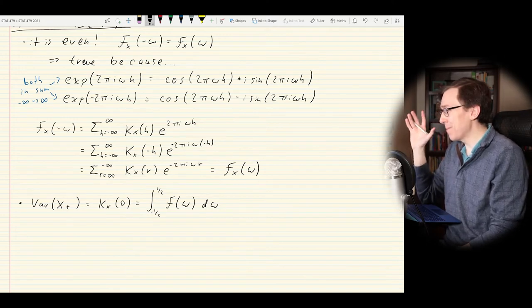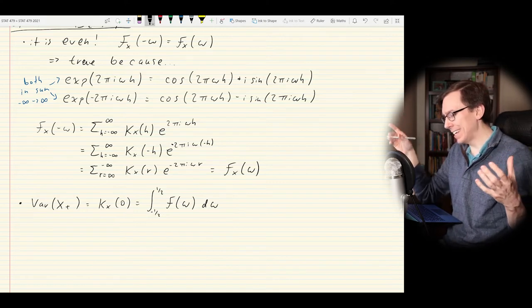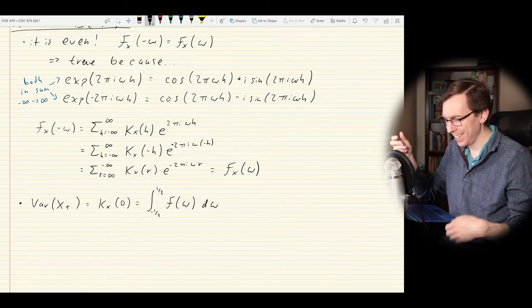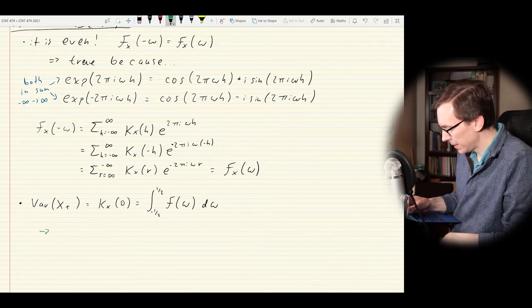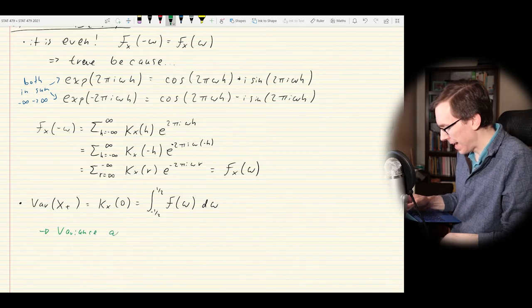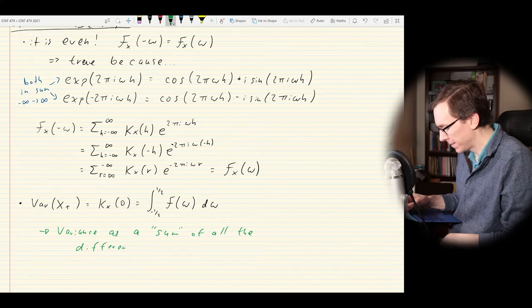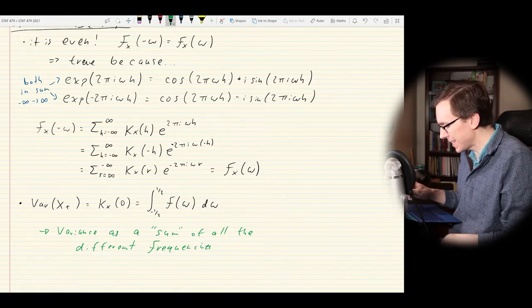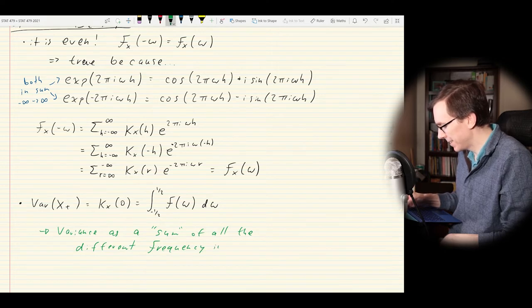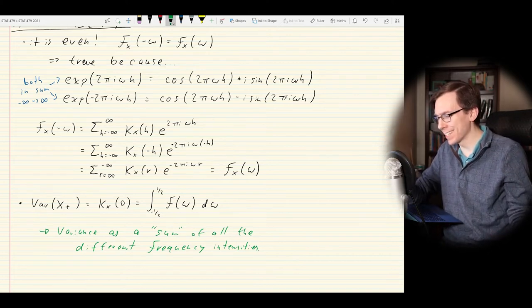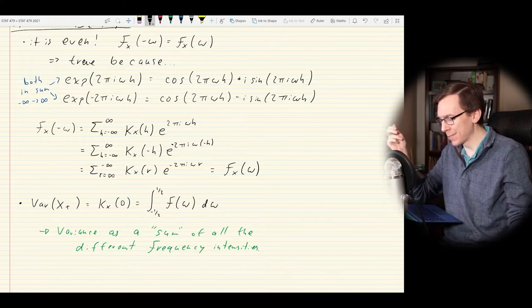So what does that mean? Well, that means that we can think of the variance as an integral, a summation in some sense, of all of the different frequencies. So this is the variance as a sum of all the different frequency intensities, I should say. I say sum because we're actually integrating, so it's kind of like a sum, right? That's the whole point of the integral, but it's a little different.